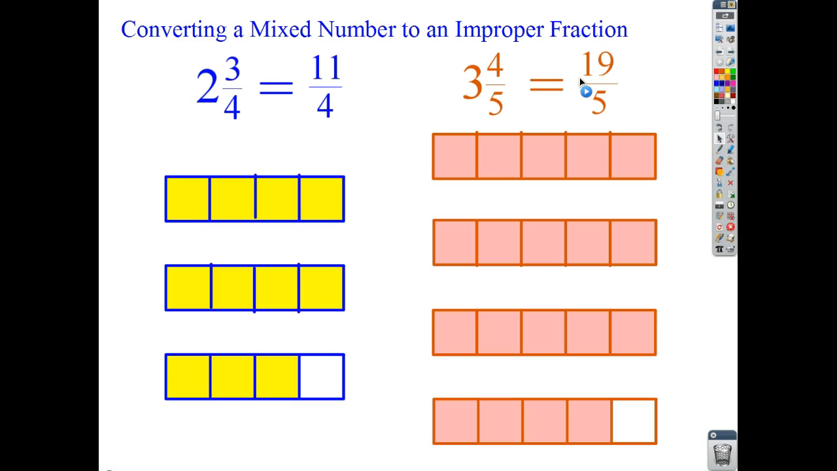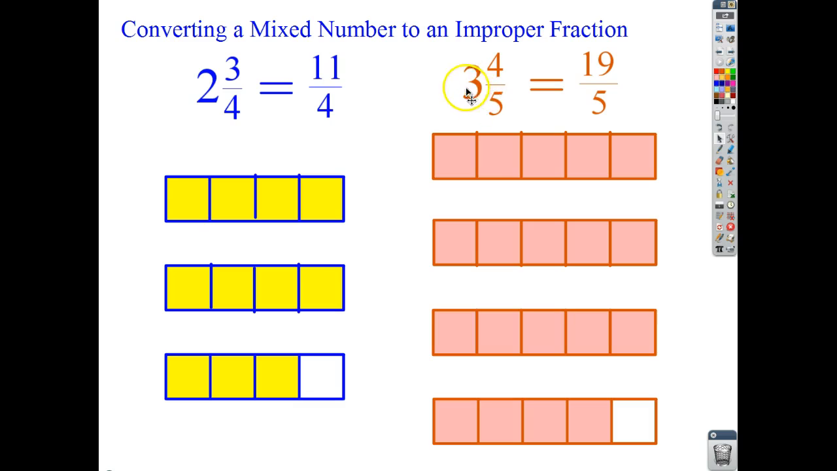Now, there's another way we can do this a little bit quicker. If I know that I'm cutting this one into 4 pieces, well, 2 wholes cut into 4 pieces each will make 8 pieces, plus I get the extra 3, which makes 11. You've probably seen that rule before, where you take the whole number, multiply by the denominator, and then add the numerator. Well, this is what's really happening.